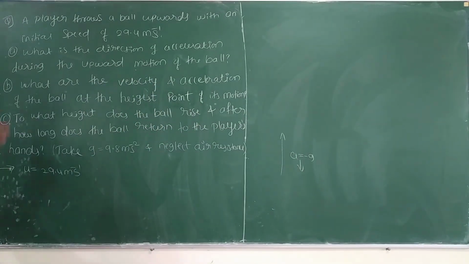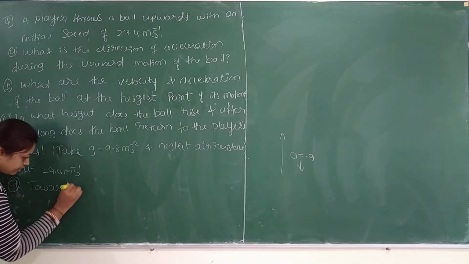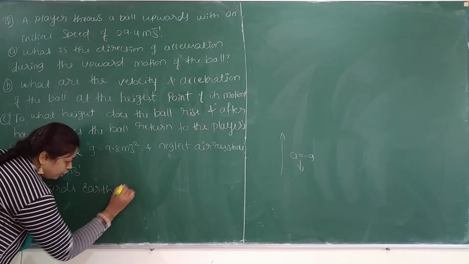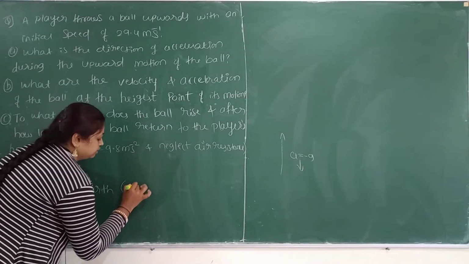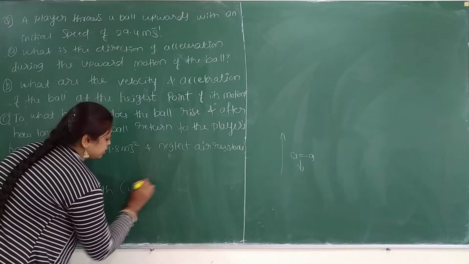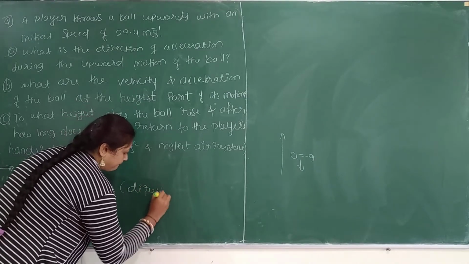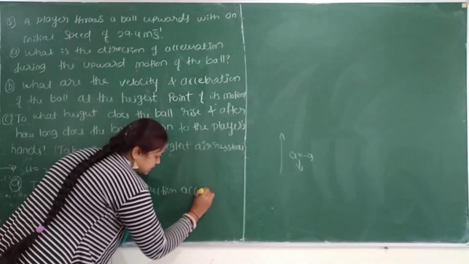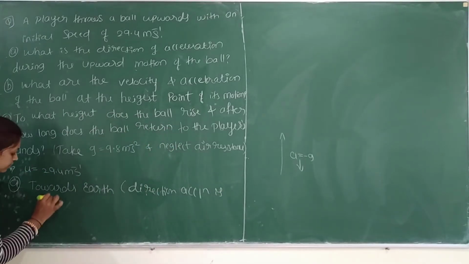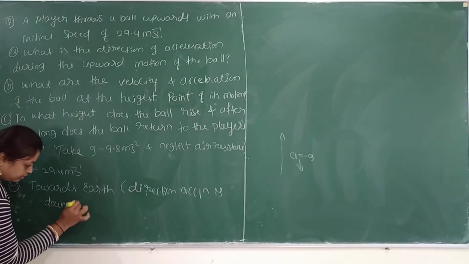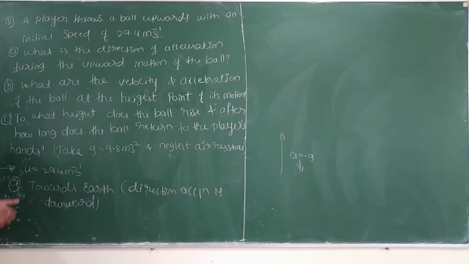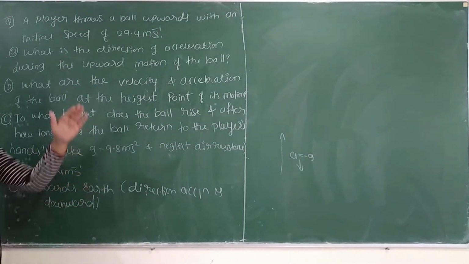Downward motion. So they are just asking for the direction. So just write here, first one, what is the direction of acceleration during the upward motion of the ball? That is towards earth, or you can say the direction of acceleration is downward. Either you can write towards earth or downward motion.